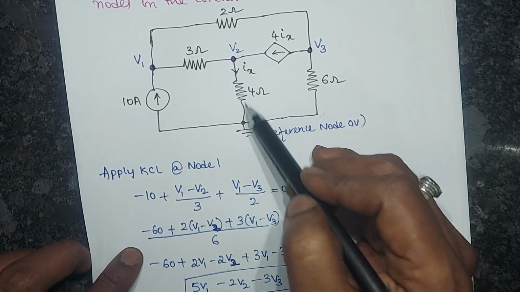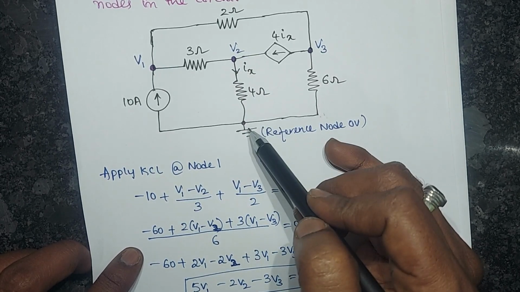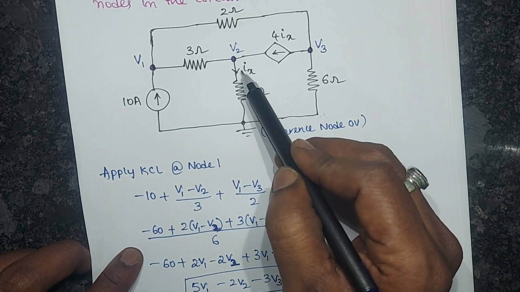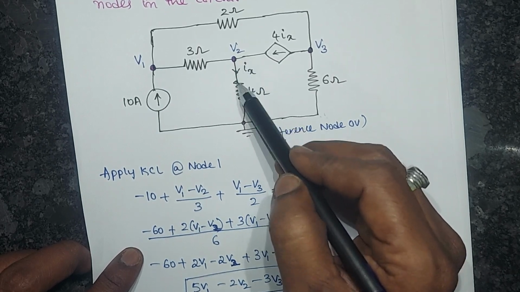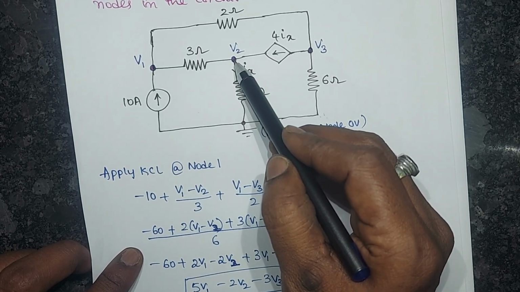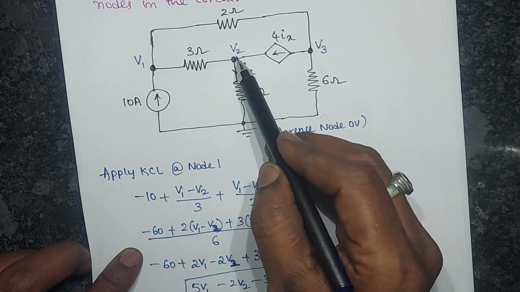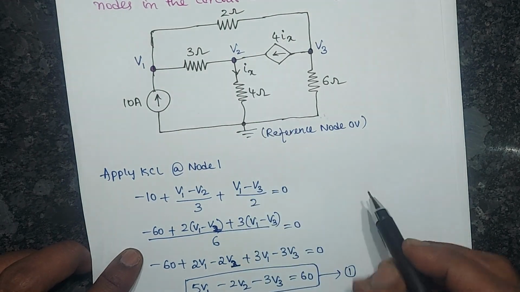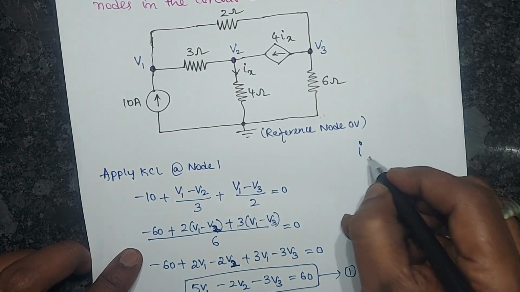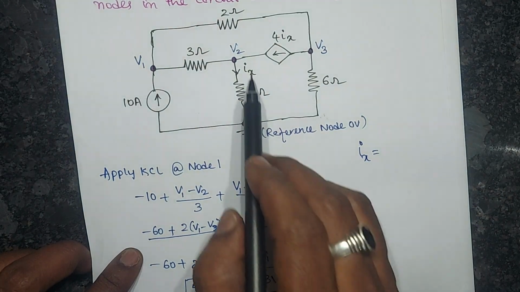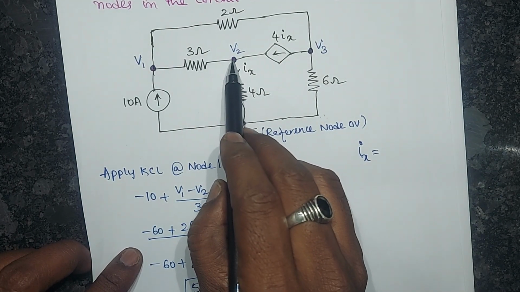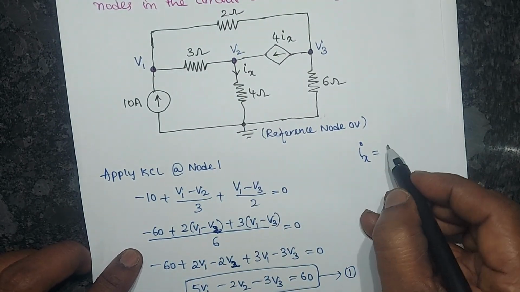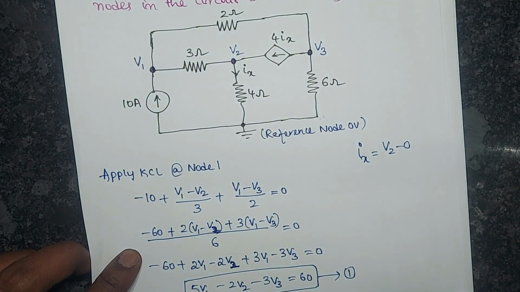So what is the current flowing in the 4 ohm resistor? Okay, so here the current direction is also mentioned. What is the direction of this ix? It is the current passing from non-reference node 2 to the reference node. So what is the ix value I have to assign? Ix equal to, so what is the current direction? It is passing from the second node to the reference node. So what is the potential difference here? V2 minus 0. Clear all of you?